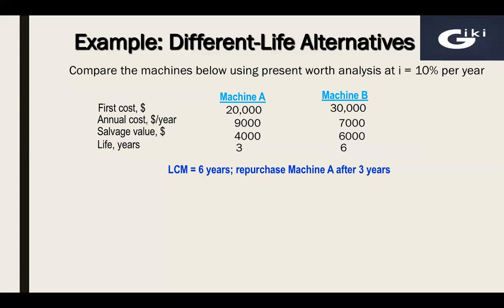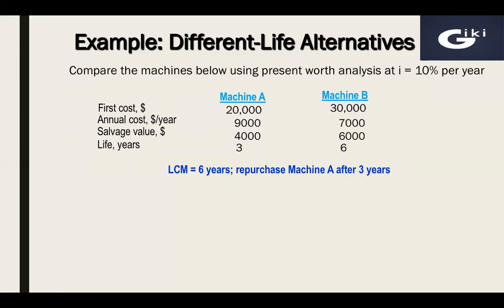So here is an example for alternatives with different lives. We need to compare the machines below using present worth analysis at an interest rate of 10% per year. We have two machines, machine A and machine B. The initial cost of machine A is $20,000 and of B is $30,000, and the annual operating costs are $9,000 and $7,000 respectively. Then the salvage values are $4,000 and $6,000 respectively. The life of machine A is 3 years and machine B is 6 years, so the lives of the two machines are different.